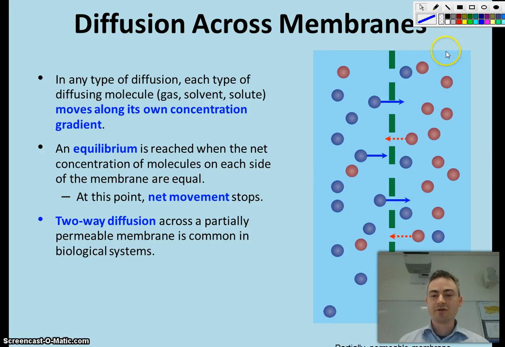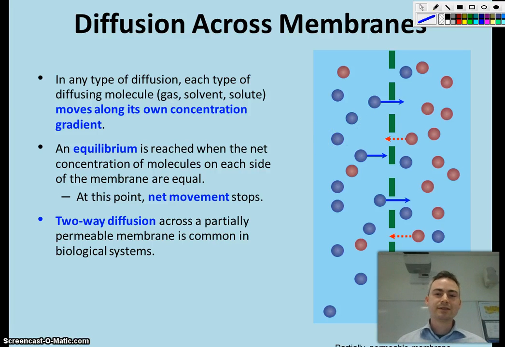And that's probably what's happening on the right here. The blue circles here might be oxygen. It's a high concentration on the left-hand side, and so they're diffusing across the membrane to the right-hand side. And then the opposite here, maybe this is carbon dioxide. There's a high concentration on the right-hand side, and they're diffusing to the left. There is a net movement.